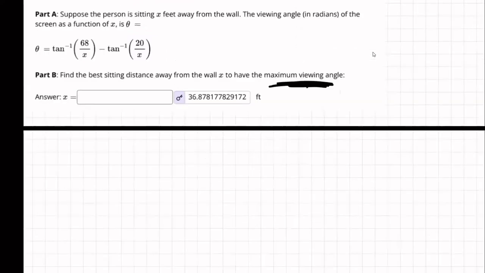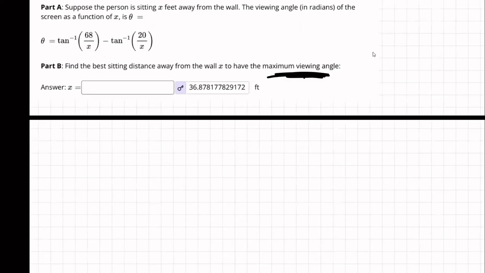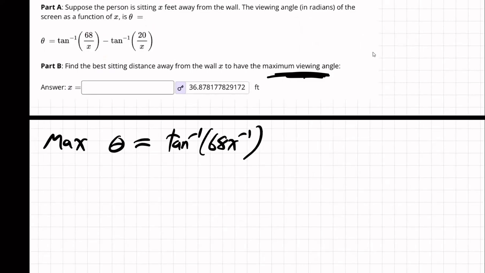So this is the conclusion. Let me write it down. We want to maximize theta equals inverse tangent of 68x to the minus 1, and then, you know how I don't like fractions, they're a pain, minus the inverse tangent of 20x to the minus 1. So we want to maximize that thing.